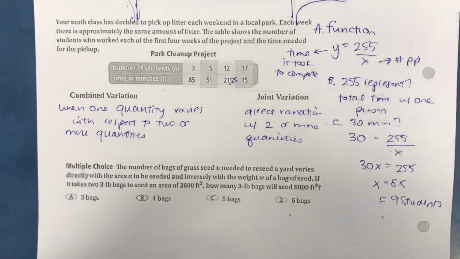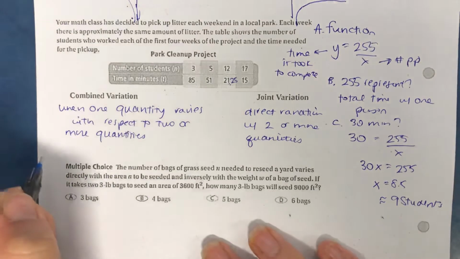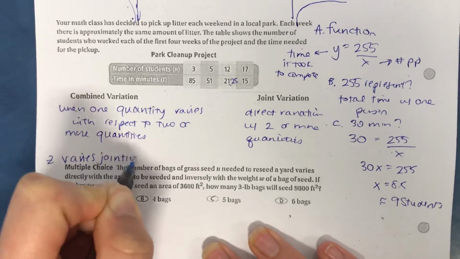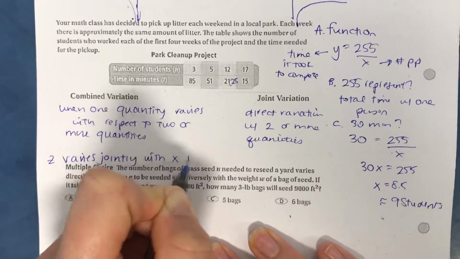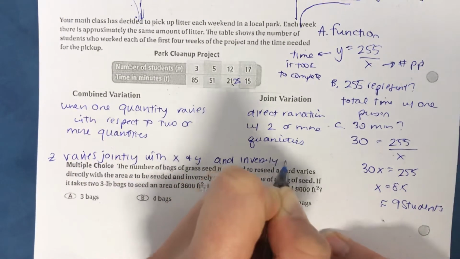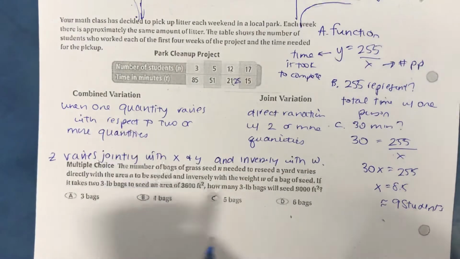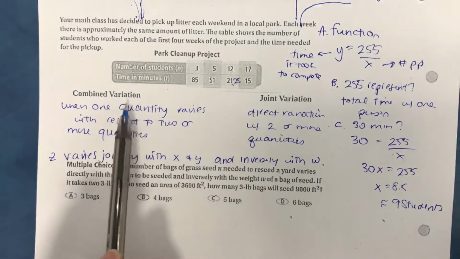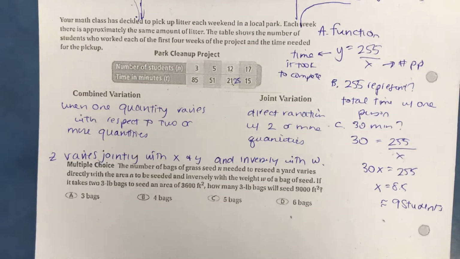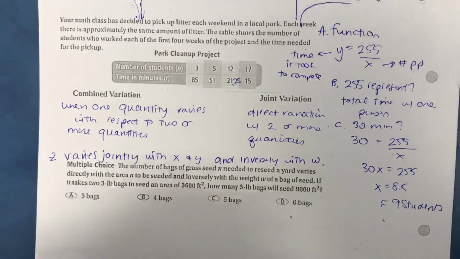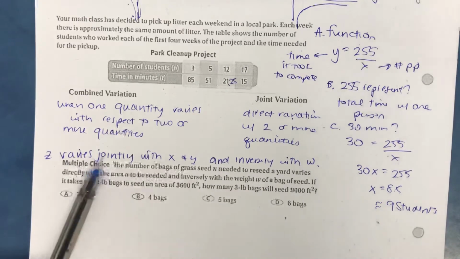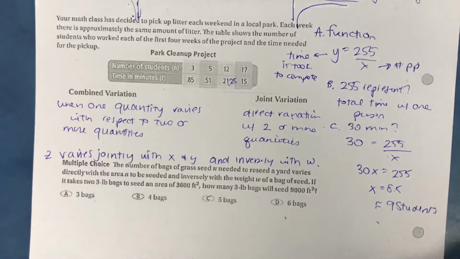So I'll give you an example. So Z varies jointly with X and Y and inversely with W. So like this whole thing is combined variation because we have 2 or more quantities going on and there's variation going on between them. Joint means direct variation with 2 or more quantities. So when you see joint, you should think direct.